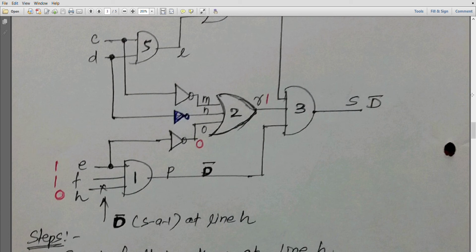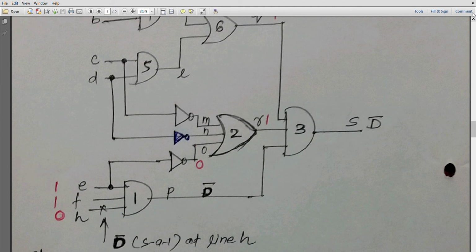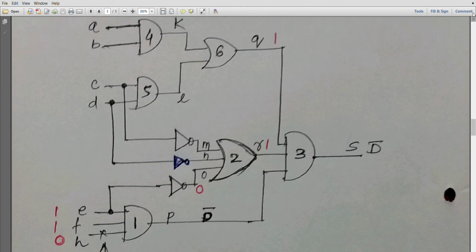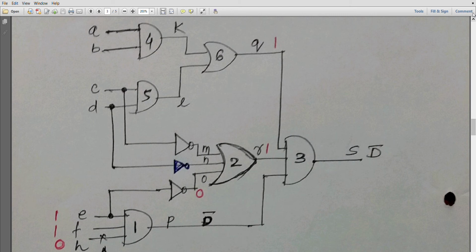So what is the primary rule? If you want to test any fault, stuck-at-0 or stuck-at-1, the reverse logic has to be applied at its input. So if I am interested in testing the stuck-at-1 fault, the input should be 0. Input of H should be 0.